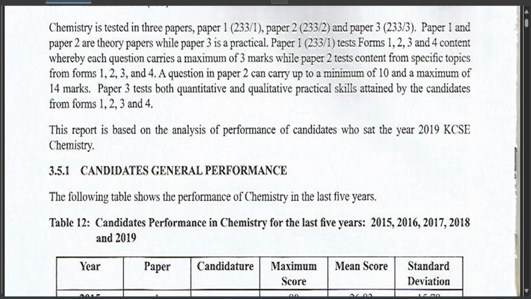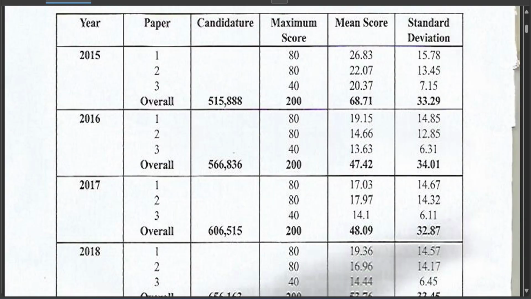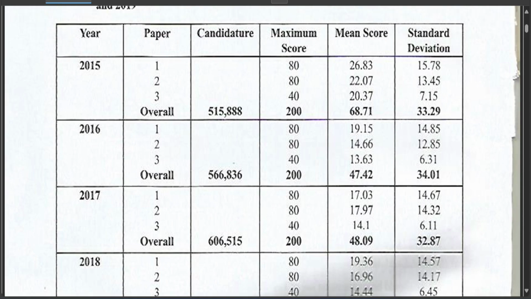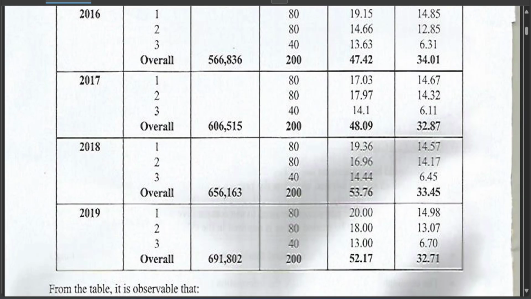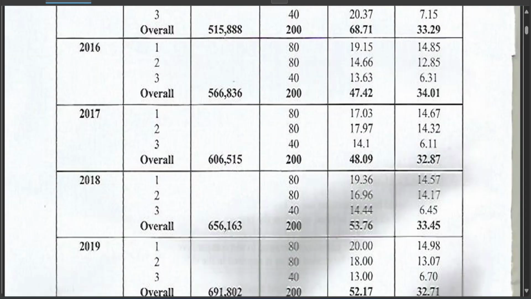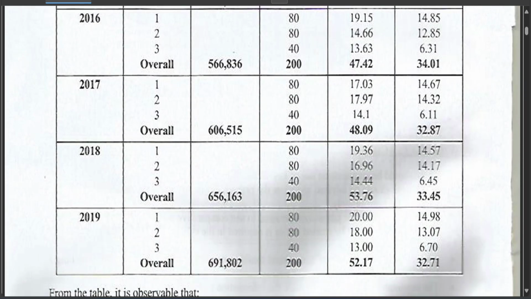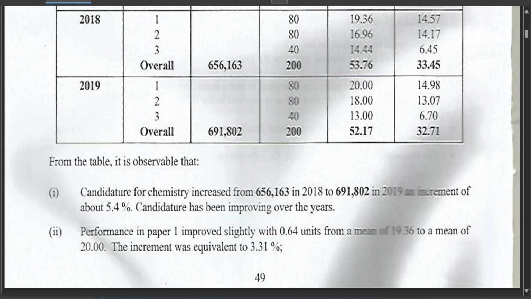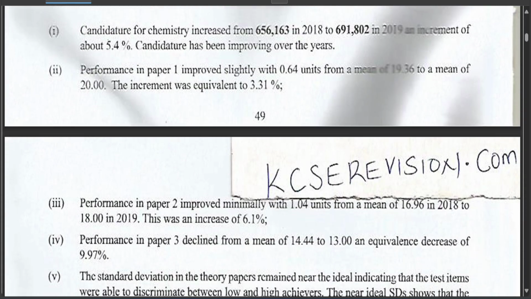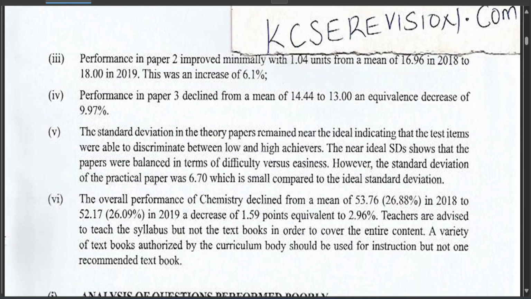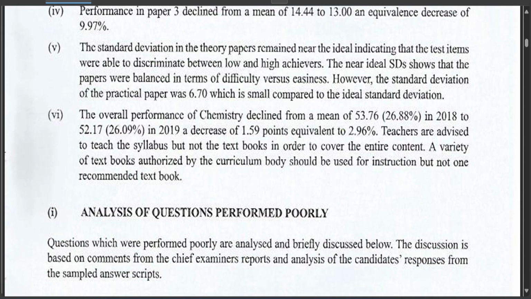Okay, so just likewise in the year 2019, the overall mean score dropped from 53.76 to 52.17. That's the overall mean score. So there was just a slight drop. This showed that there were a lot of questions that students got wrong, which is not because they had less information. Mostly it's because they didn't use their full brain capacity.